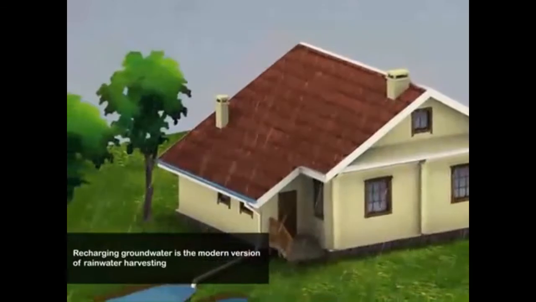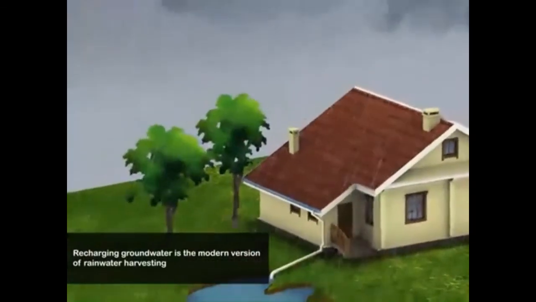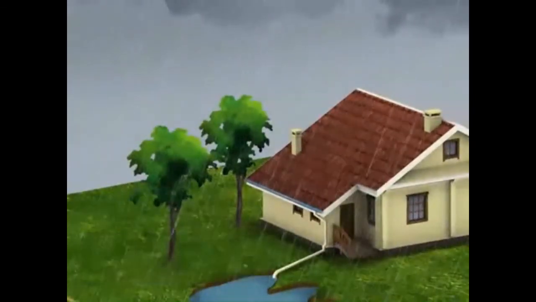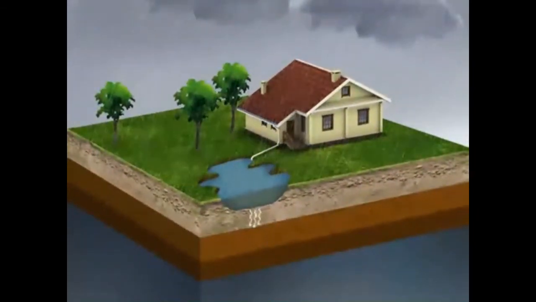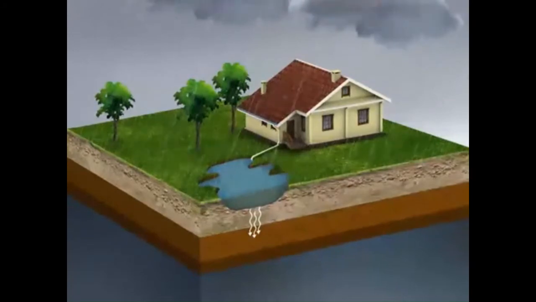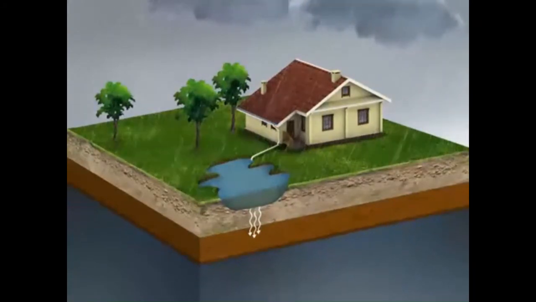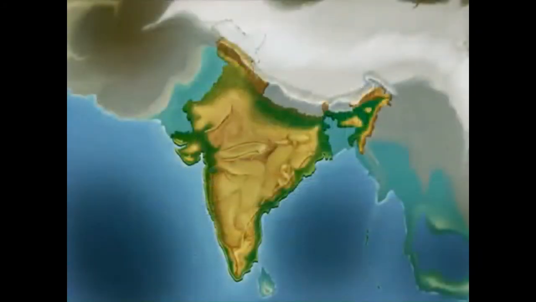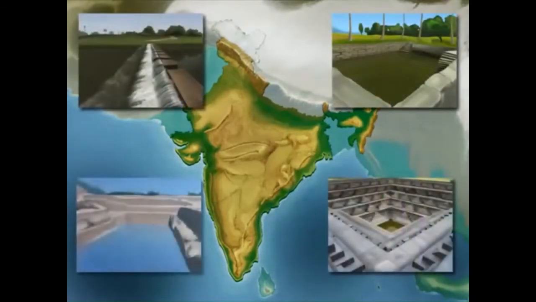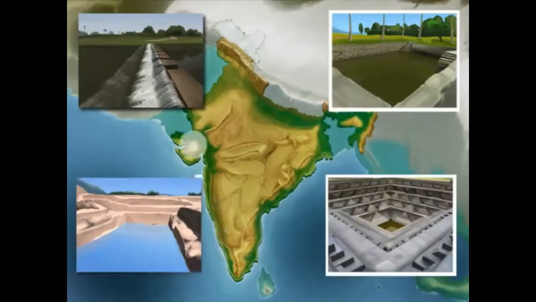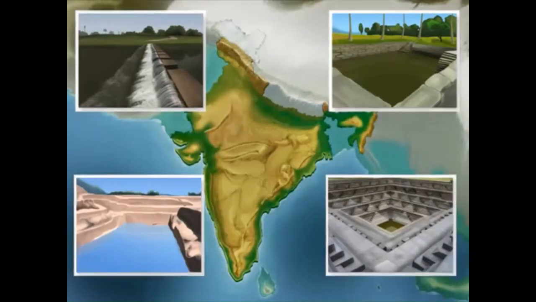Recharging groundwater is the modern version of rainwater harvesting. In this, pits, trenches and dug wells are constructed to collect water. The collected water then feeds and raises the level of groundwater. Did you know that rainwater harvesting is an ancient Indian tradition dating back to 4500 BC? Yes, in fact, it has been practiced for hundreds of years in Assam, Karnataka, Gujarat and Rajasthan.